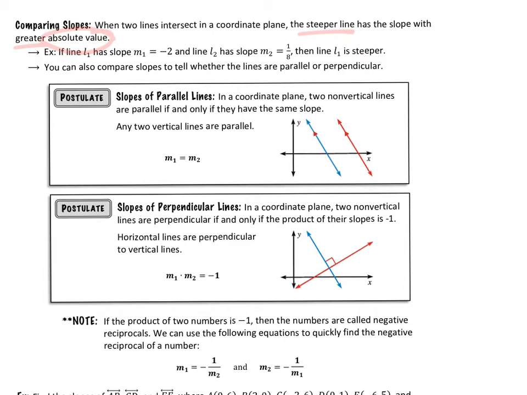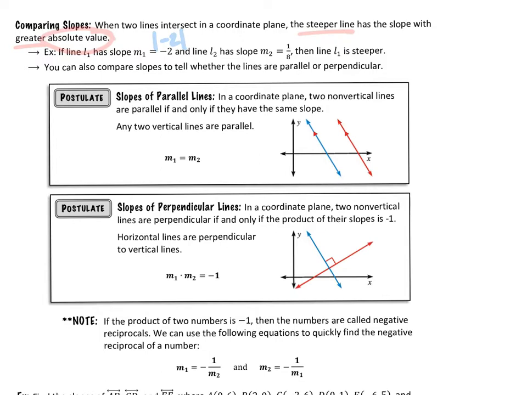Okay? So, for example, if one line has a slope of -2 and another line has a slope of 1/8, although 1/8 is greater than -2, because it's positive and -2 is negative, when it comes to steepness, we don't care about the negative sign, we want the absolute value. So the absolute value of -2 is 2. And then the absolute value of 1/8 is still 1/8. And now 2 is bigger than 1/8, and so line 1 is actually steeper.